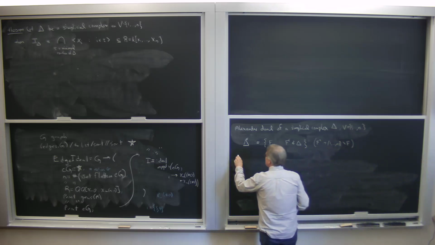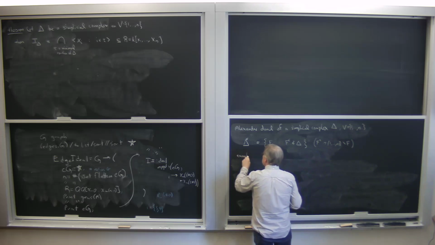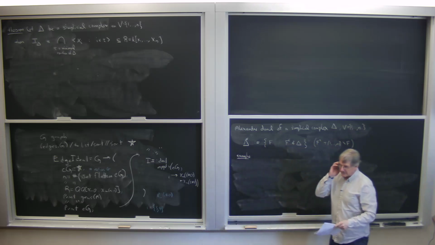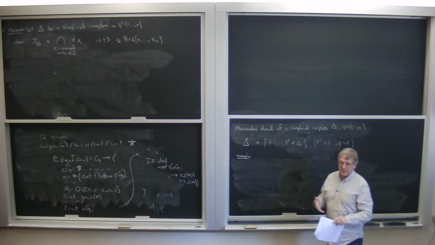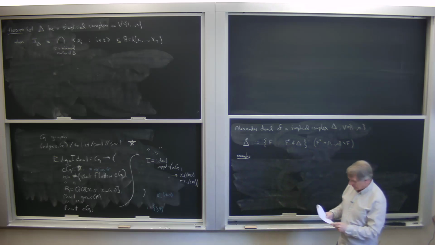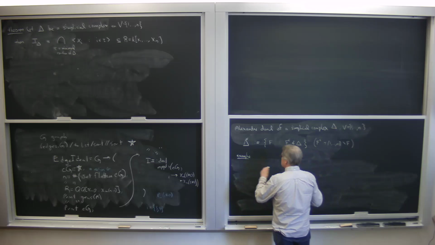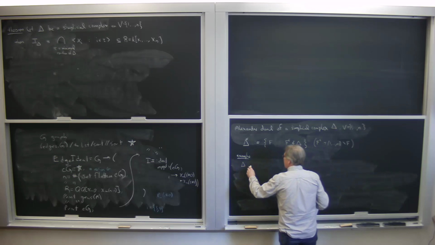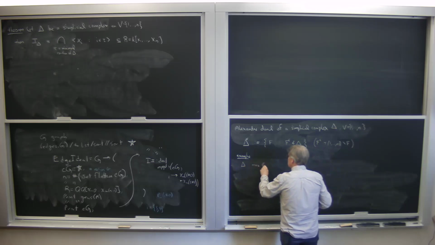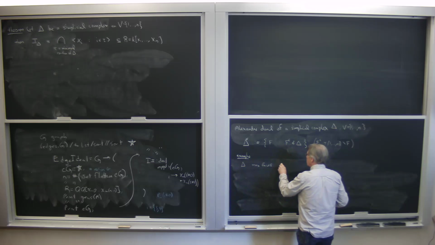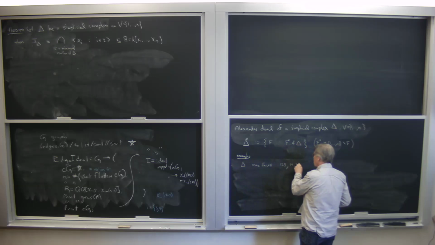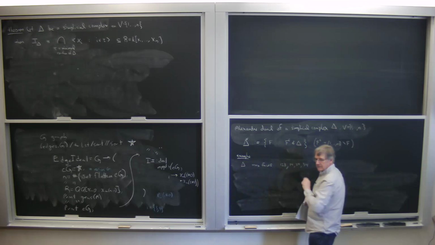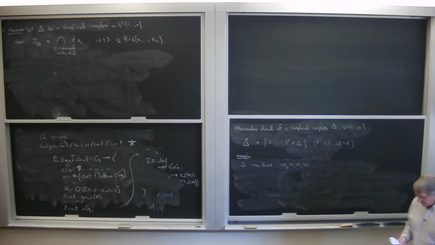As an example, you have to keep this stuff grounded on examples. Otherwise you're just throwing symbols around, and who knows if you're proving what you want. So remember, delta was given by what maximal faces in our example? 1, 2, 3 was one maximal face, then 1, 4, 2, 4, and 3, 4. That is the example we had first.